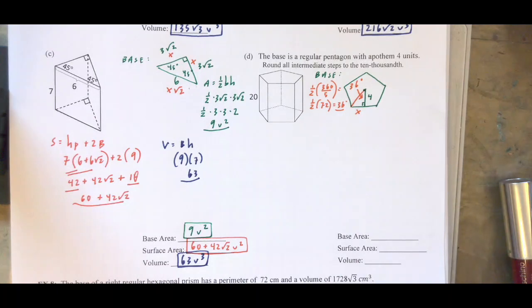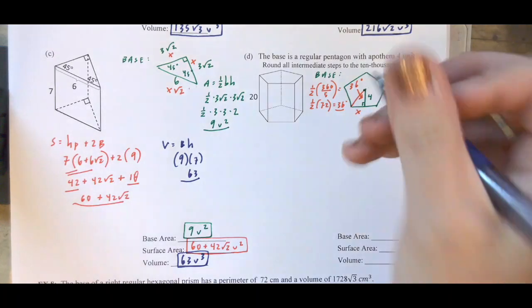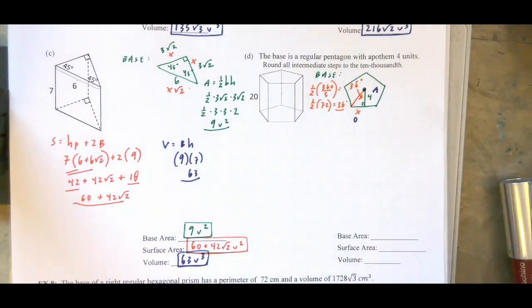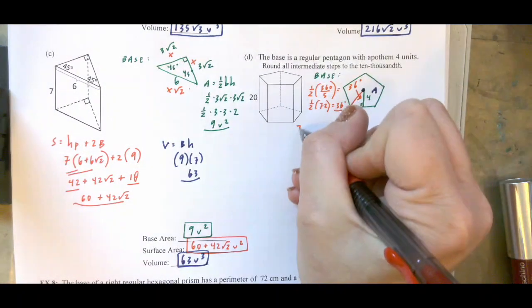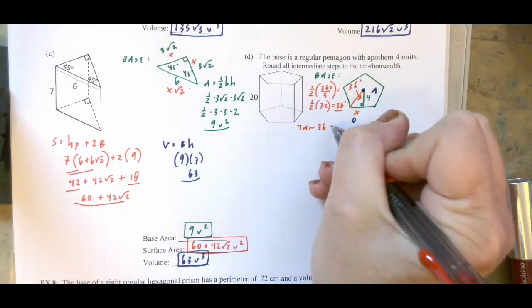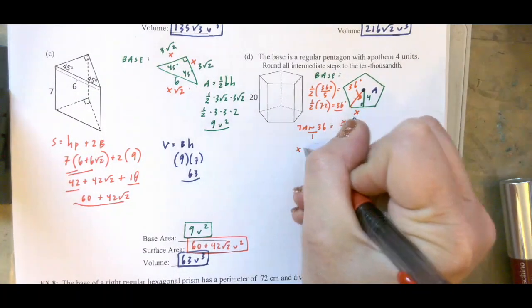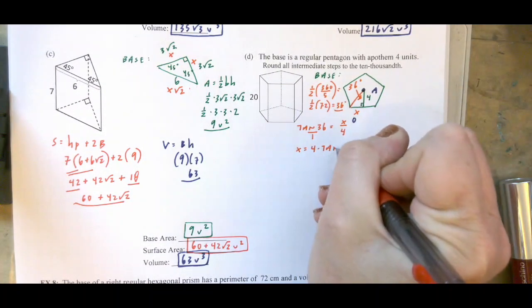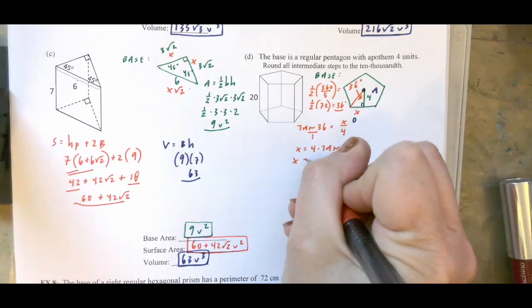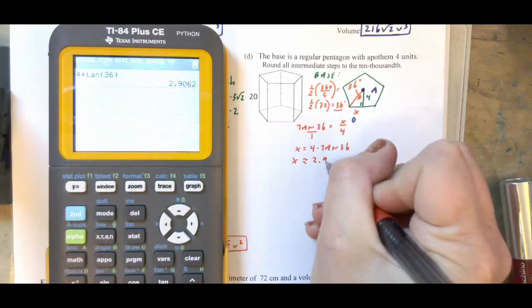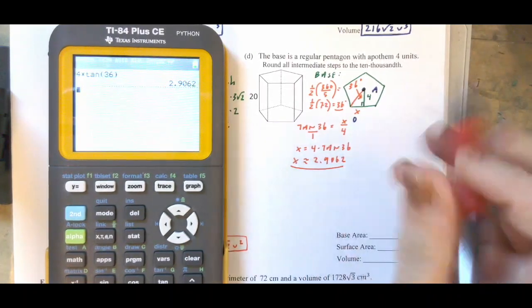All right, so then I have to use a little trigonometry to get to that measure. Here from this angle, this is an opposite, this is an adjacent side. So I know that tangent 36 equals x over 4, my opposite over my adjacent. Picture it as a proportion, cross multiply. So x equals 4 times tangent 36. And that's going to get me 2.9062.